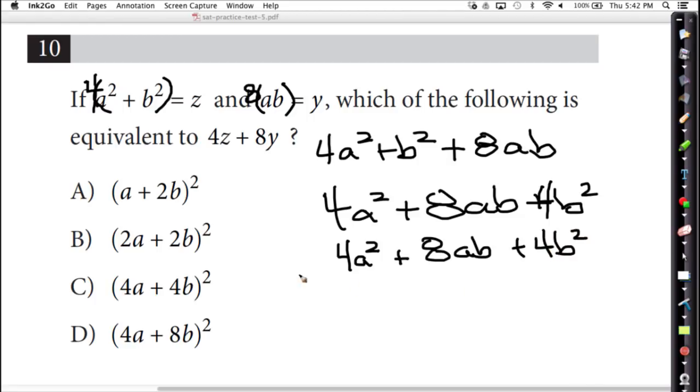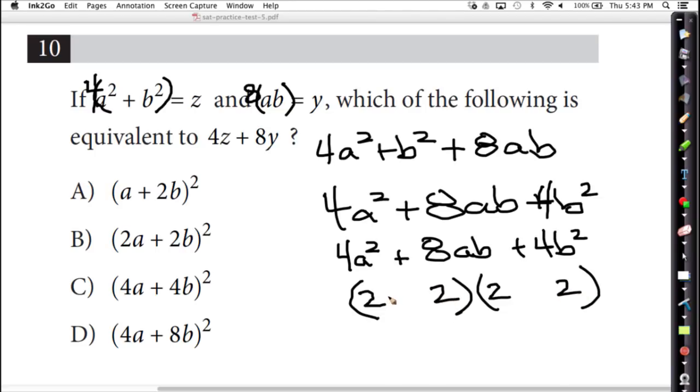All right, cool. So now, when you do your reverse FOIL or you figure out how do I make this stuff look like my answer choices, you're going to do your double bubble, right? So you can do this, put your butt cheeks in, as they used to say in school. Now, how do I make a 4a squared? Well, everything here is something squared, so it's going to be 2 times 2. And how do I make a b squared? Well, it's got to be 2 times 2.